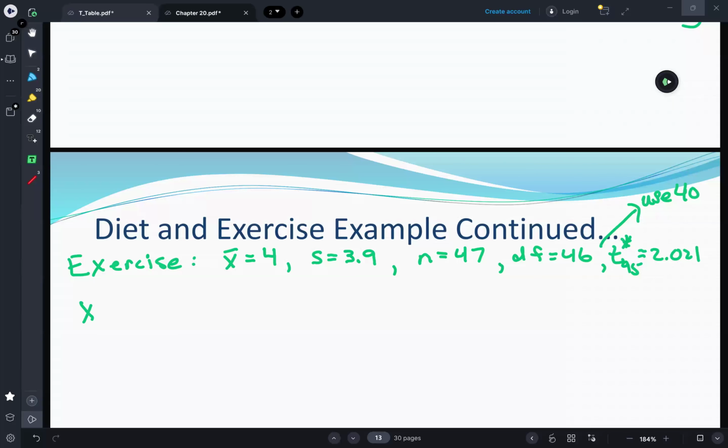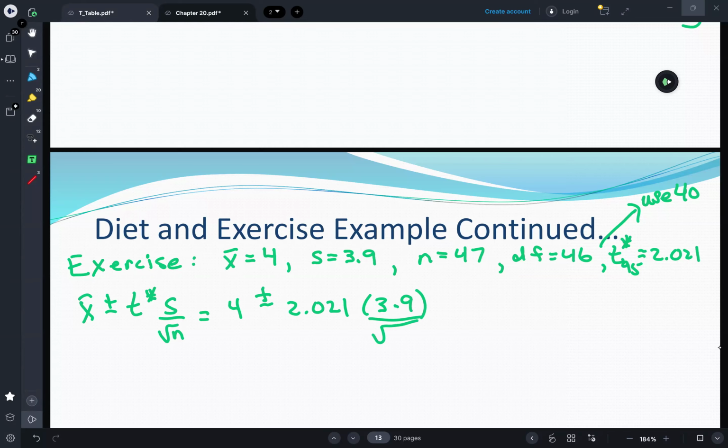So we have X bar plus or minus our critical value T star times S divided by the square root of N. That's going to be equal to 4. Now we're just plugging in our values here: 2.021 times S, which is 3.9, divided by the square root of 47, which equals 4 plus or minus. I'll give you a moment to catch up. We can calculate what that margin of error would be.